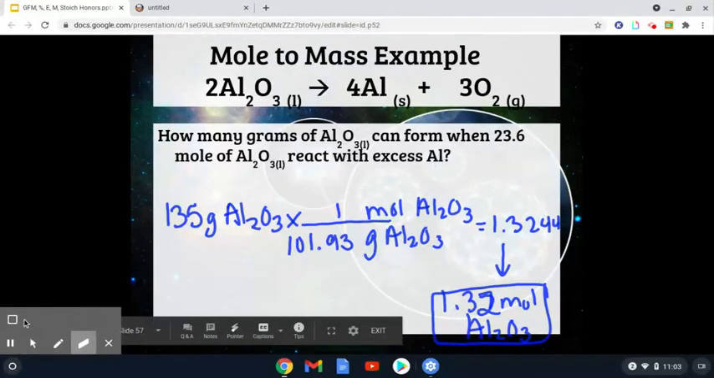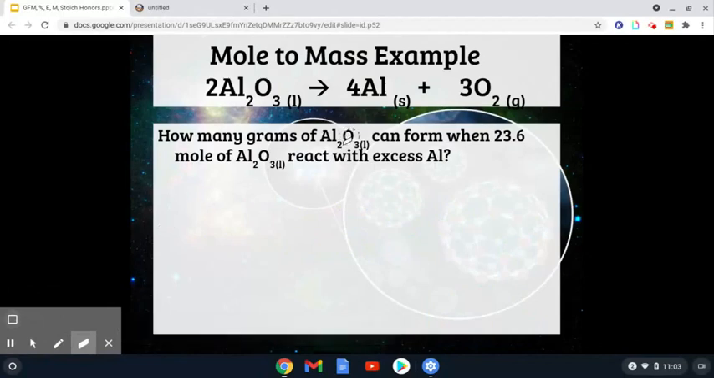This one reads, how many grams of aluminum oxide can form when 23.6 moles of aluminum oxide react with excess aluminum? So sometimes these problems will give you extra information that you really don't need. And in this case, we don't need the fact that it reacts with excess aluminum. That just means that you're giving it a lot of aluminum to make sure the reaction is going to happen. So please pause this video, try it on your own, and then unpause it to check your work.